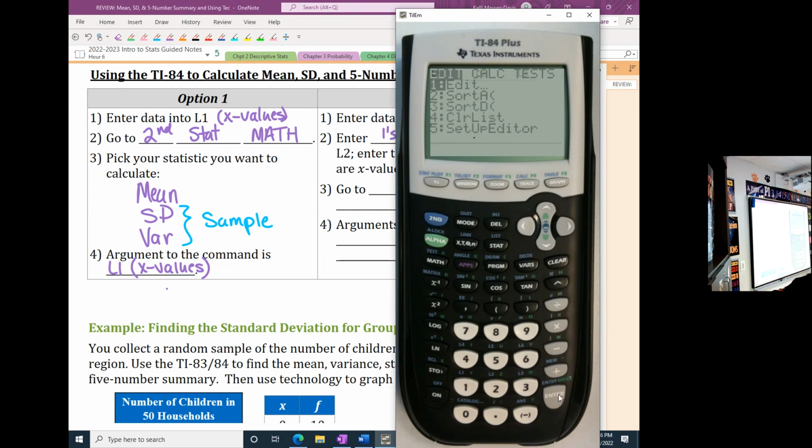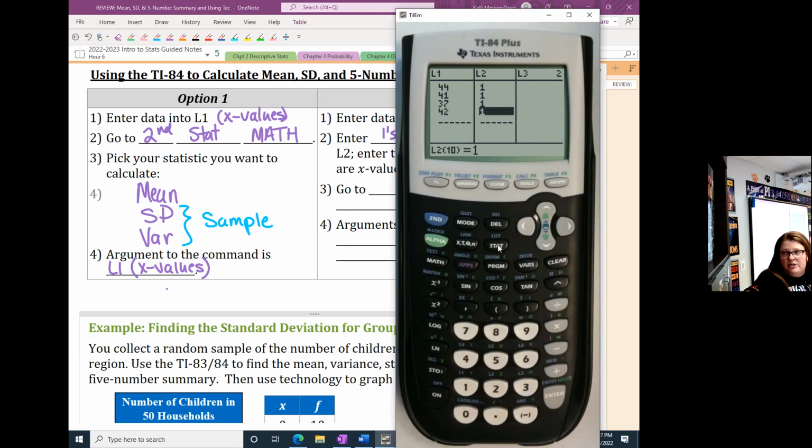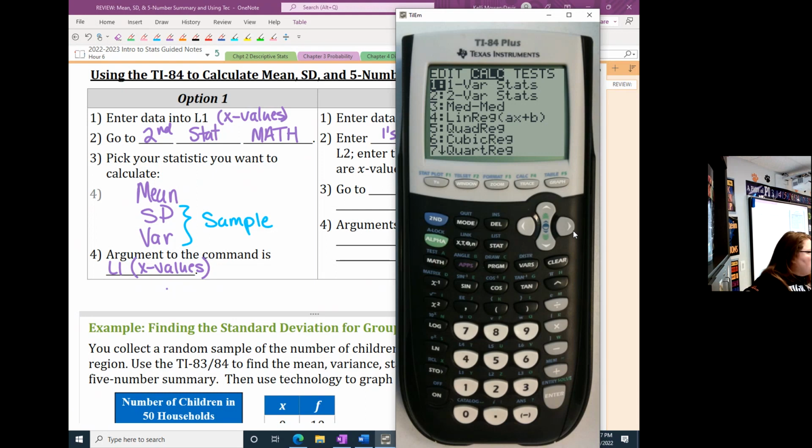So stat edit. If you accidentally put too many, you can hit delete on an entry and it will delete the entry. That's how you get an entry gone. So notice I have the exact same number of ones as I have data values in there. Okay. So now what I want to do is go to stat, calculate, and pick that very first one that says one variable stats.